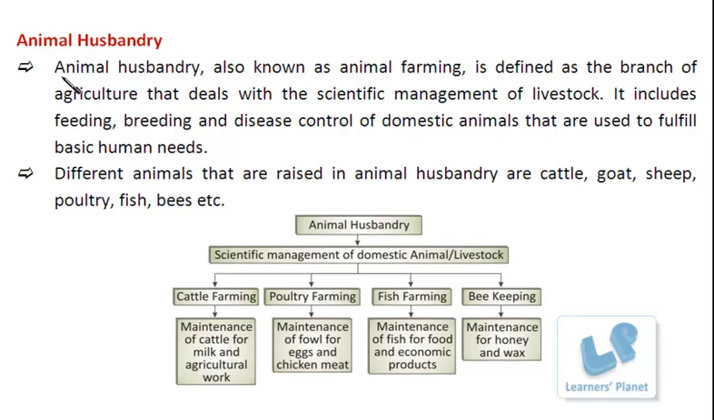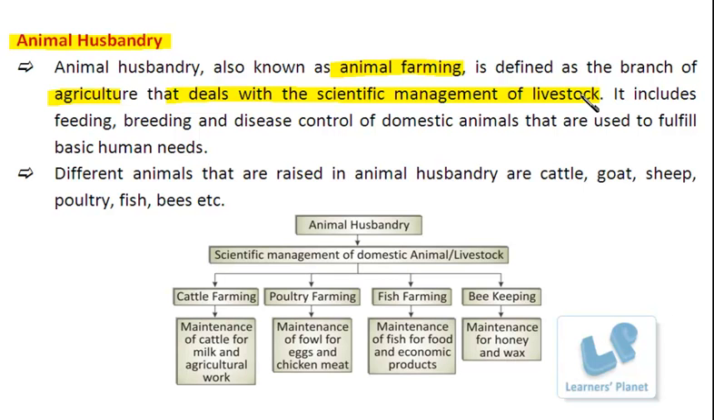So here, the topic is animal husbandry. It is also known as animal farming and is defined as the branch of agriculture that deals with the scientific management of livestock. So, as I'm saying, the scientific management of livestock, that means it is related to the improvement of the animals which are reared or cultured in a particular area.